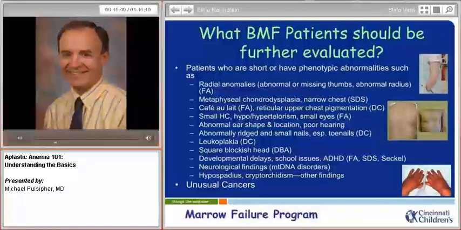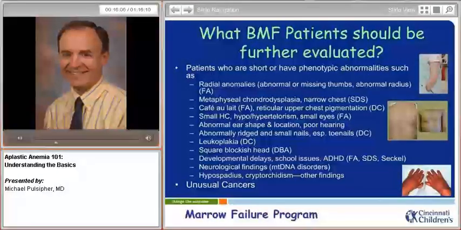Changes, darkness in the chest and other areas can be associated with dyskeratosis congenita. As you can see looking down this list, there are a number of different abnormalities with your eyes or your ears, problems with your mouth, head shape a little bit off. These things can be associated with marrow failure syndromes.